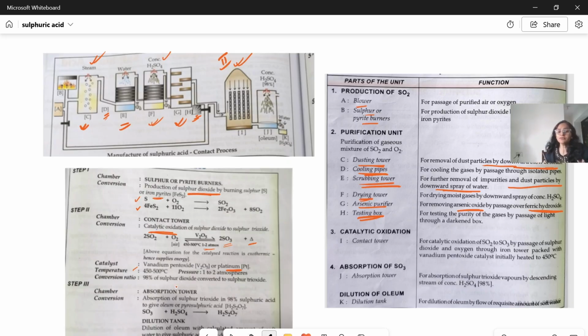Okay? Now we have seen that in this conversion which takes place in the contact tower, only 98% sulfur dioxide is converted to sulfur trioxide. Anyways, any reactions, they are not 100% efficient. So here 98% is a good conversion. So 98% of sulfur dioxide is converted to sulfur trioxide. So our second step is also done. First step was production of sulfur dioxide gas, which is done. Second step was oxidation of sulfur dioxide to sulfur trioxide, which is also done.